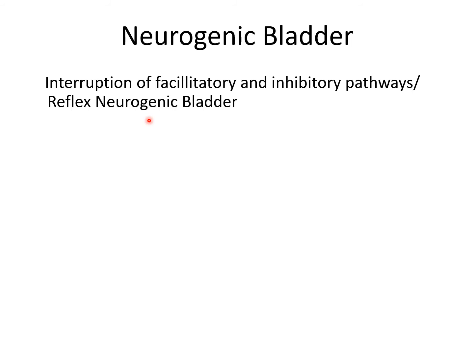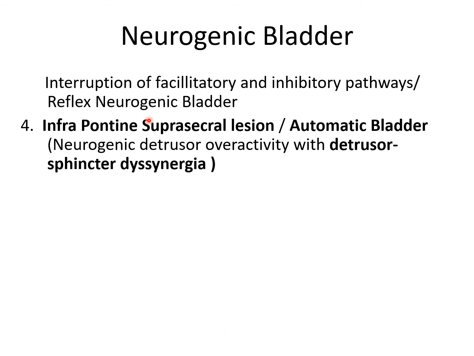And this reflex neurogenic bladder we can further divide into two portions. One is the infrapontine suprasacral lesion, a lesion anywhere between the sacral region and the pons. This is the infrapontine suprasacral lesion, which is also called automatic bladder. What happens here? There is neurogenic detrusor overactivity with detrusor sphincter dyssynergia.